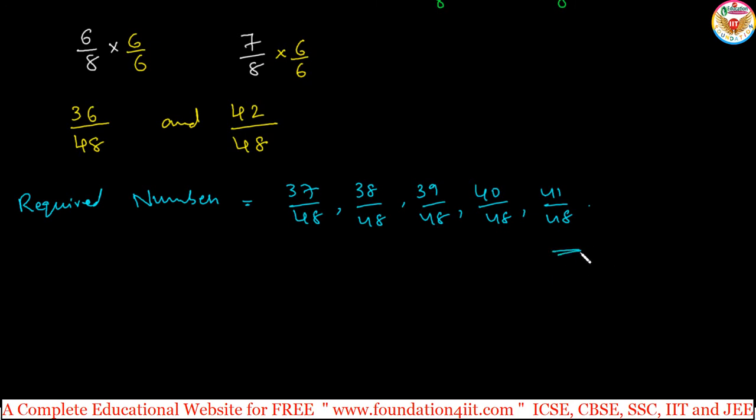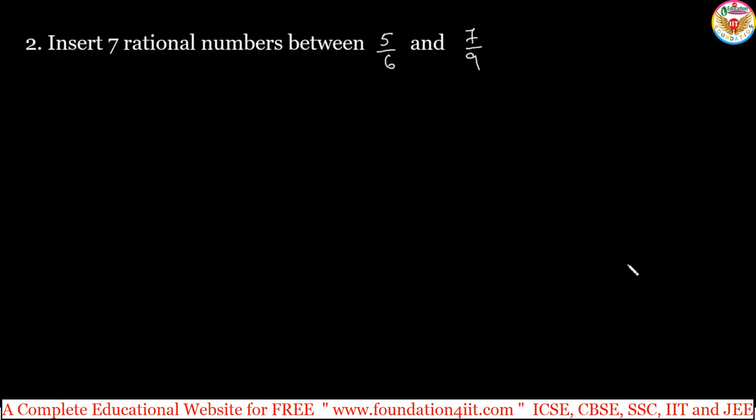Let us see one more example to get a clearer idea. Insert 7 rational numbers between 5 by 6 and 7 by 9. The first step is the LCM of the denominators 6 comma 9. 3 2s are 6, 3 3s are 9, so 2 3 have no common factors. The LCM is 3 into 2 into 3, which is 18. So we make the denominators 18.